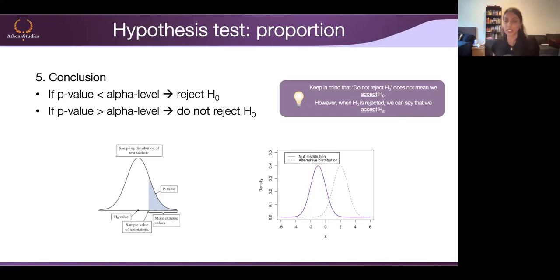I don't hate you, it doesn't mean that I love you, right? But when the null hypothesis is rejected, when I say this model is not true, I do accept the alternative hypothesis. I say that I accept the alternative hypothesis in favor of the null hypothesis given the data that I found. So the difference is we don't accept the null hypothesis, but we can accept the alternative hypothesis.